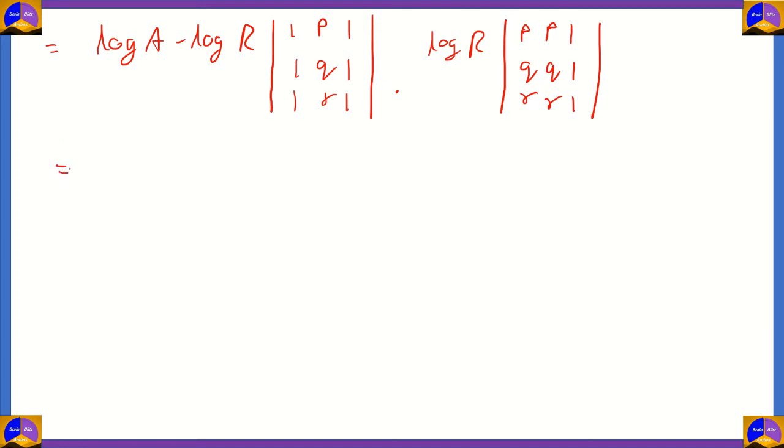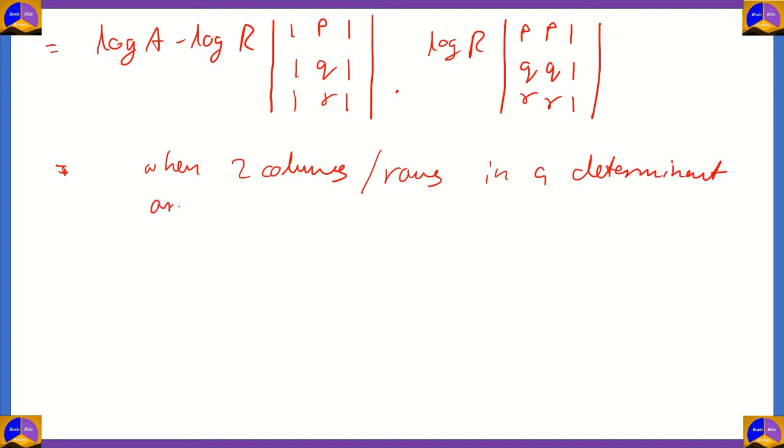So why would I take that out? Because now we can use a particular property of determinants: when two columns or rows in a determinant are identical, the value of the determinant is 0.